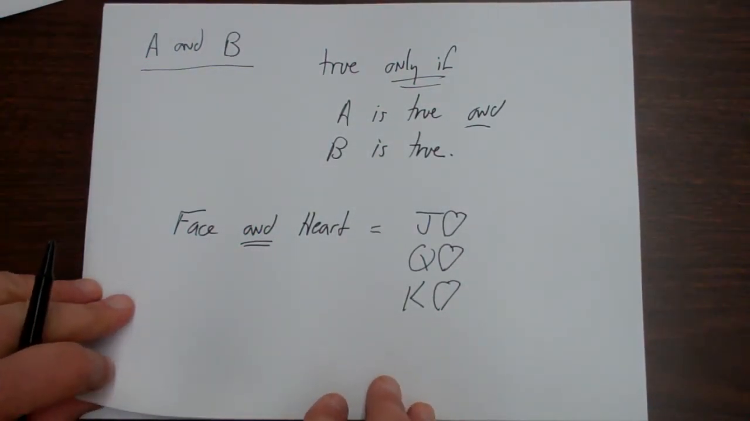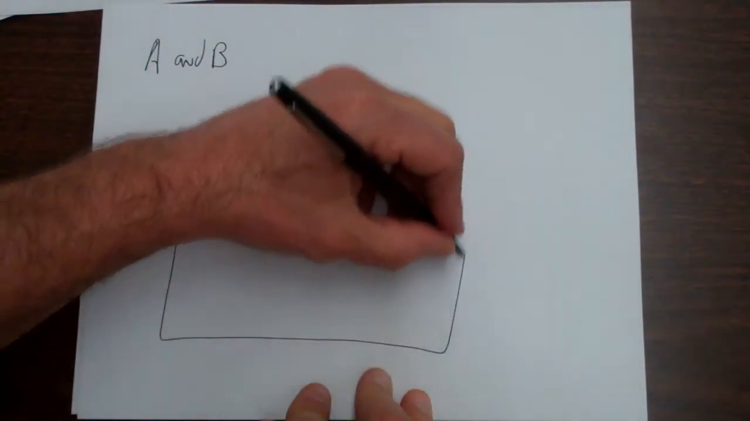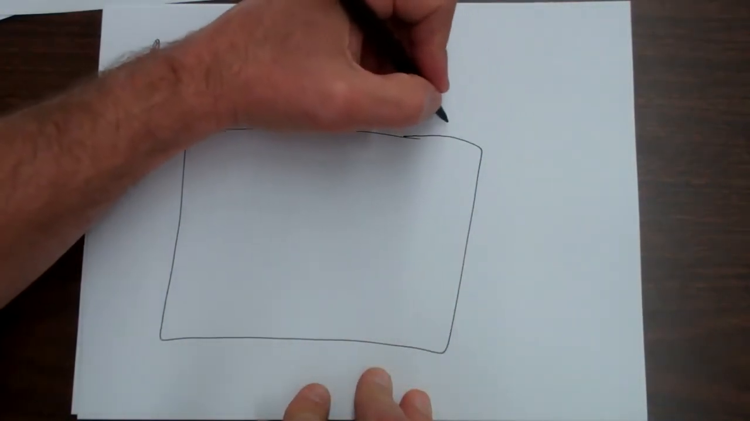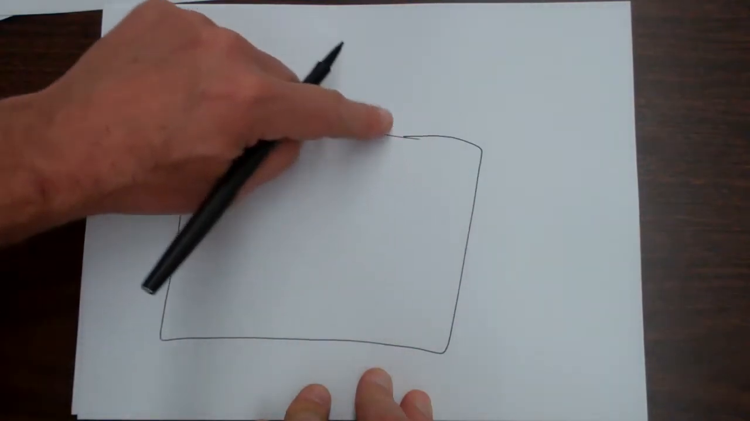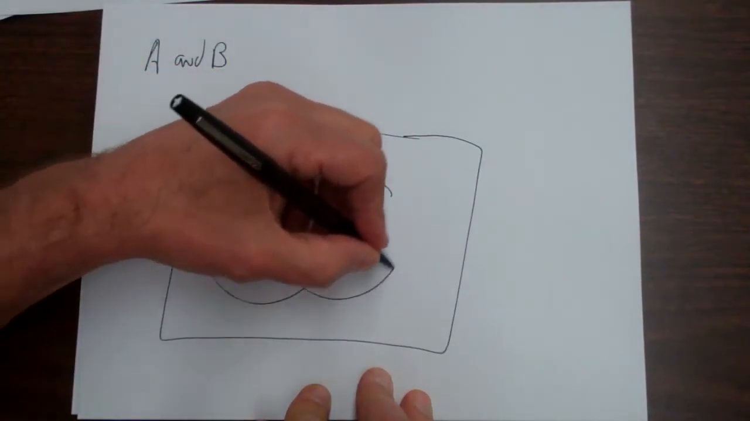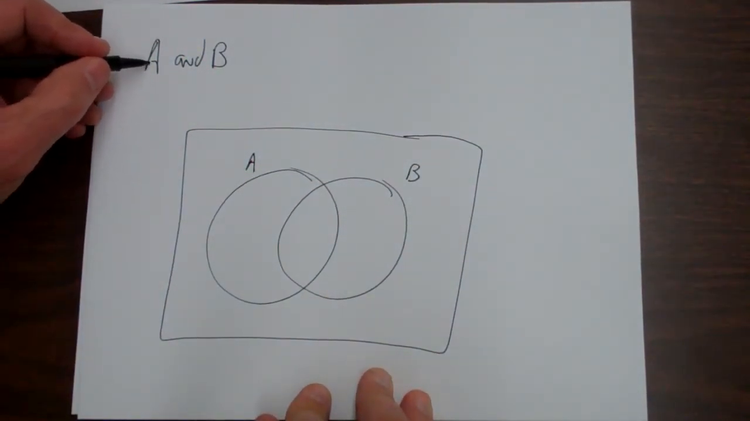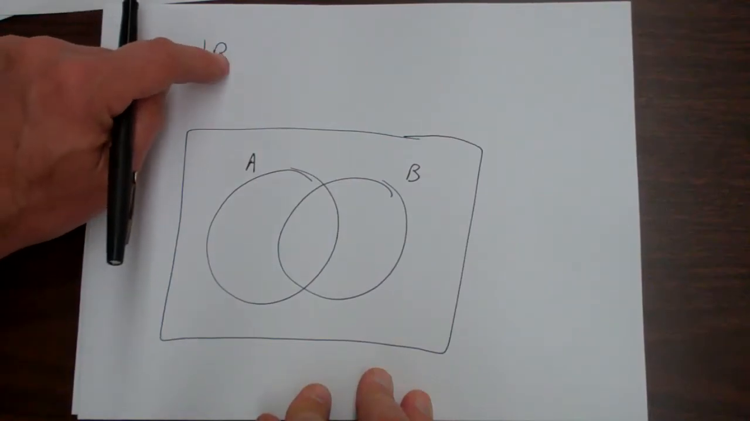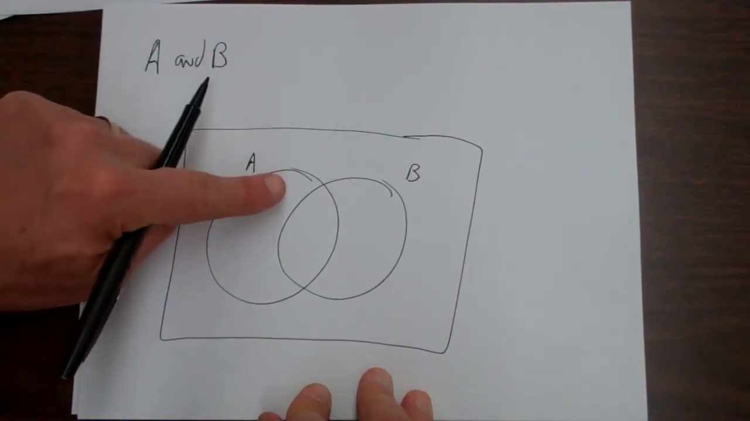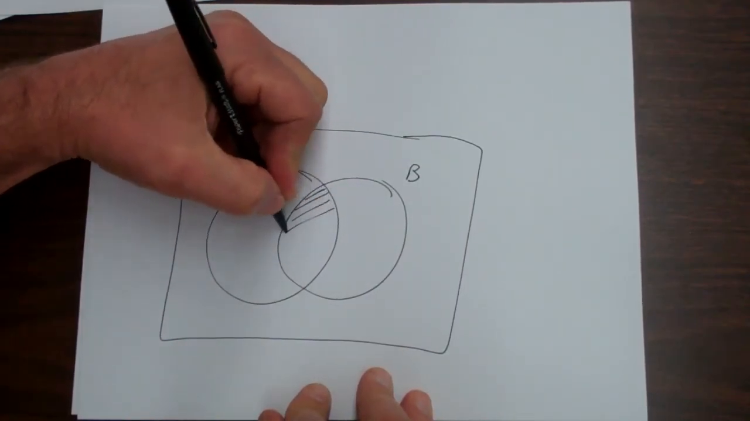And if we look at what that would look like in a Venn diagram, A and B, again, this would be your overall population. You'd have the set or the group A, the set or the group B, and A and B would be only the elements which are both A and B. This is only A and this is only B. This is the only part right here which is both.